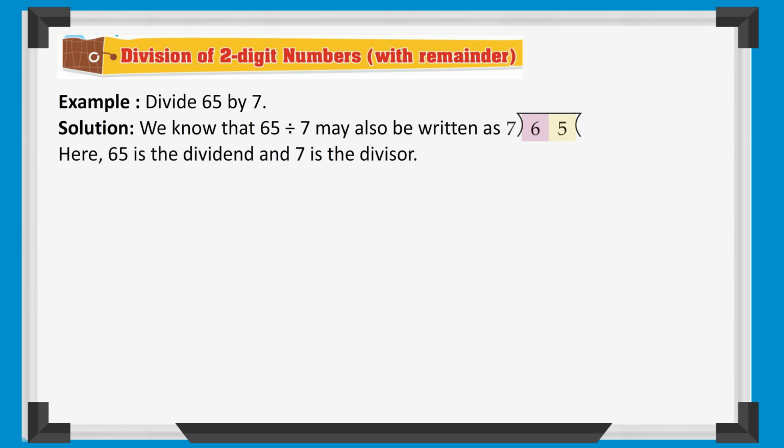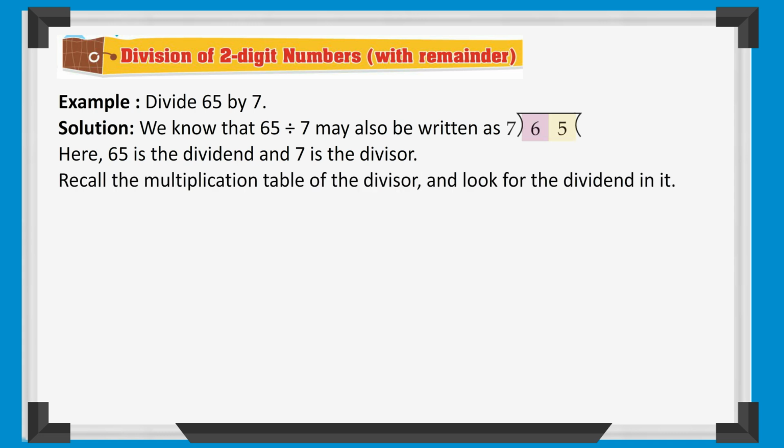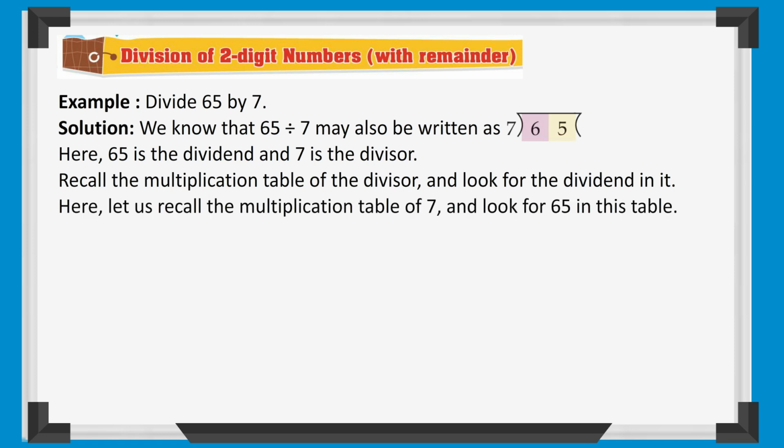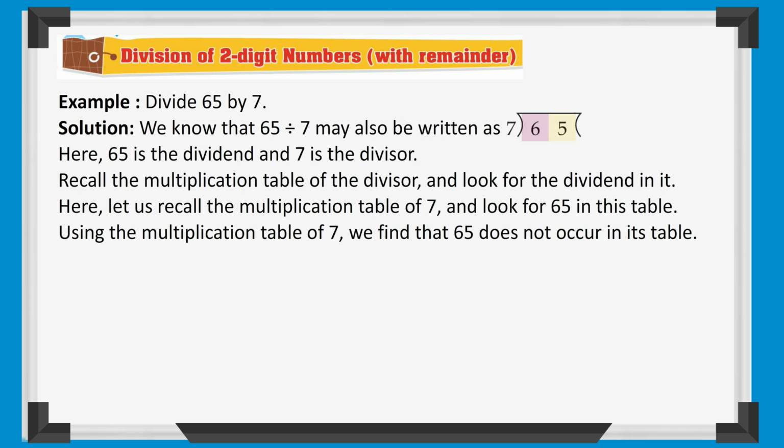is the divisor. Recall the multiplication table of the divisor and look for the dividend in it. Here, let us recall the multiplication table of 7 and look for 65 in this table. Using the multiplication table of 7, we find that 65 does not occur in its table.